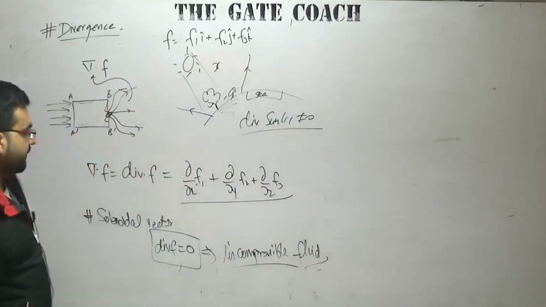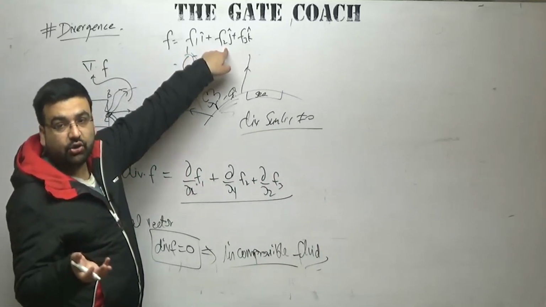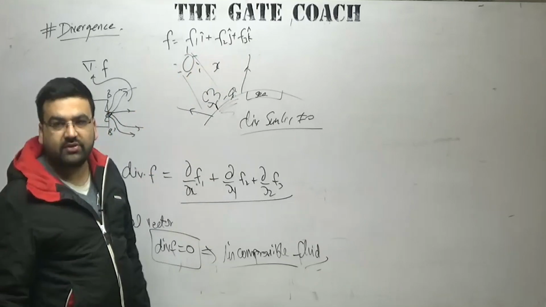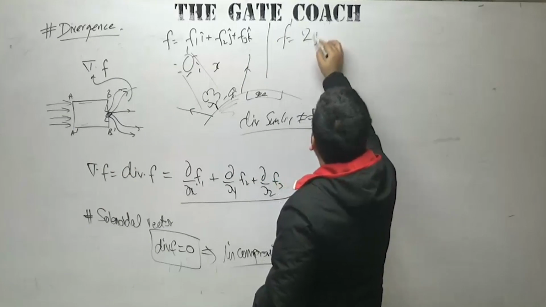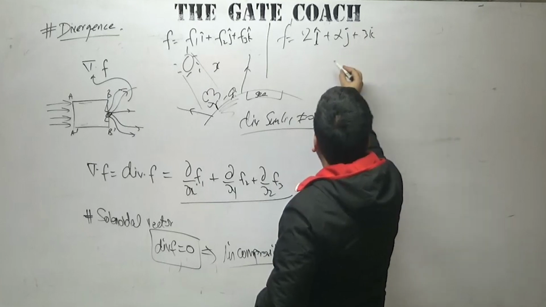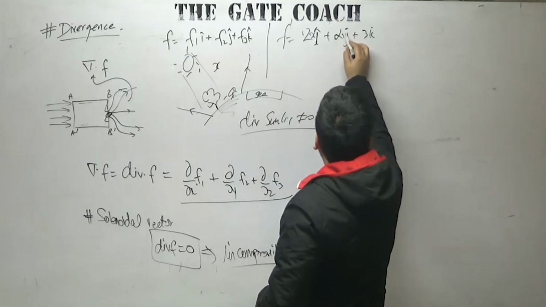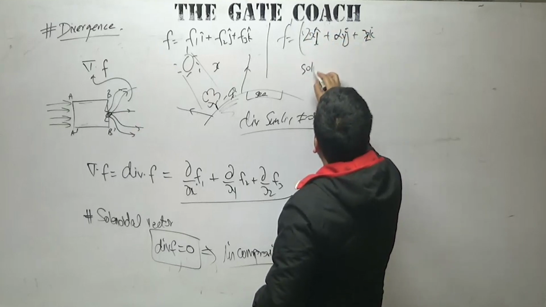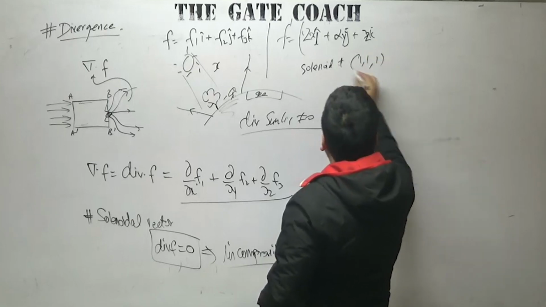Solenoidal vector. If the question is like this, that some f is given and some alpha is given, and the question is if this vector is solenoidal, calculate the value of alpha. For that you should know the meaning of solenoidal. First of all, let us say that f is given to you like this. F is equal to 2x i cap plus alpha j cap plus 3k cap, and the components are, let us say, 2x, 2y square, and 3z. If it is solenoidal at 1, 1 and 1, calculate the value of alpha.